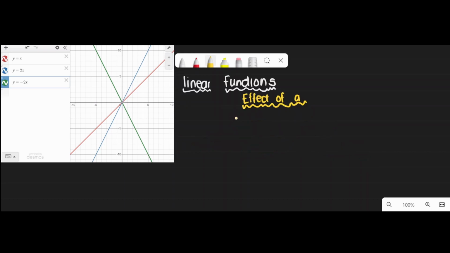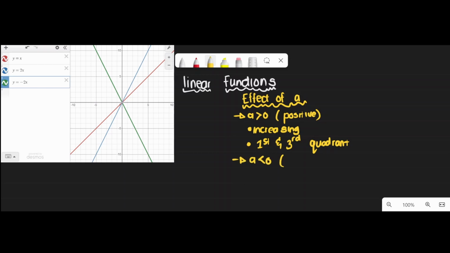So now let's talk about the effect of a. We know that when a is greater than 0, meaning that a is positive, what happens? The graph is going to be increasing, and also it's in the first and third quadrant. Now when a is less than 0, meaning a is negative, what's going to happen? The graph is going to be decreasing, and it's going to be in the second and fourth quadrant.